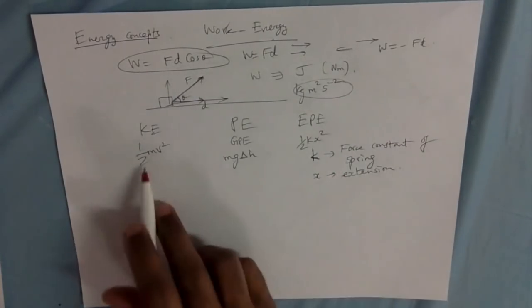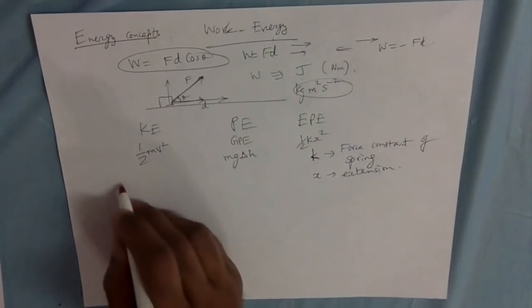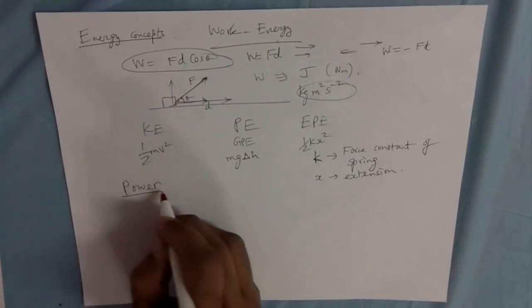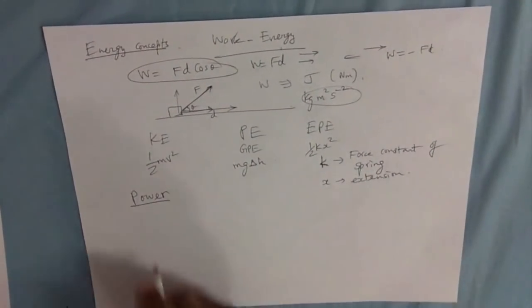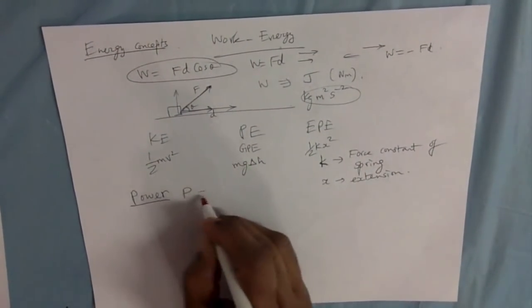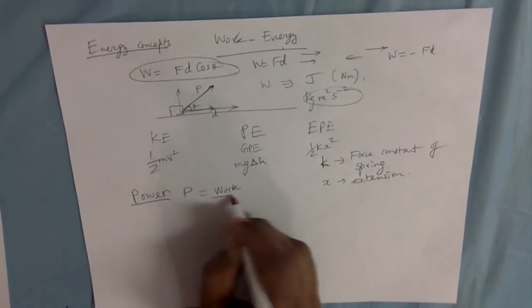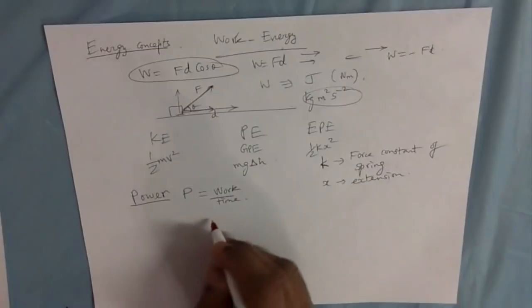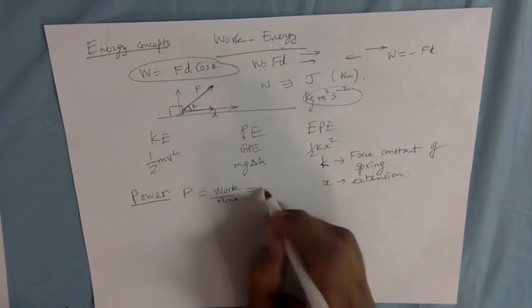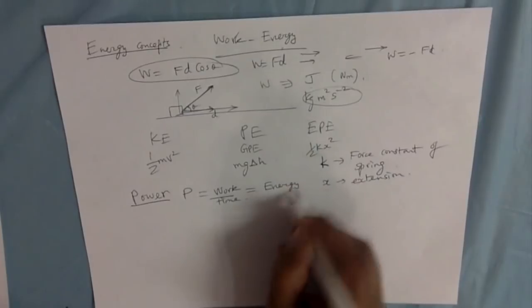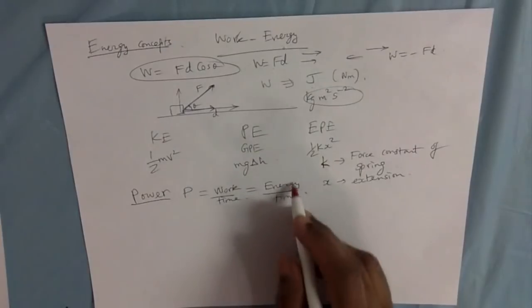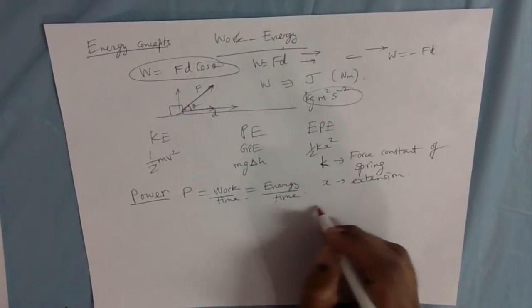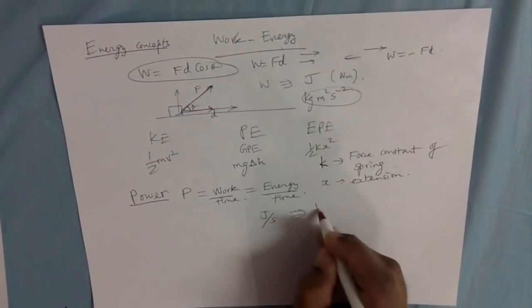So you know work, and you have kinetic energy, and then power. Power is the rate at which work is done. So power P is work over time, or energy over time, and the unit for power is joules per second, which is what we call watts.